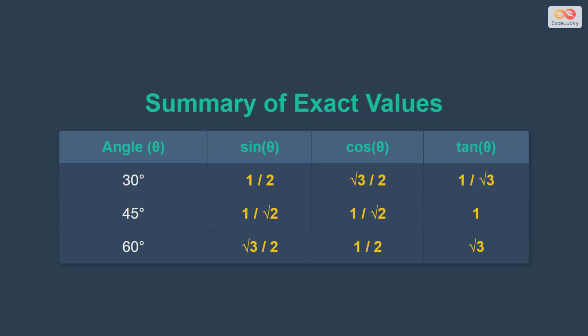Here is a summary of all the exact values we've just found. It is very useful to memorize this table. For 30 degrees, sine is 1/2, cosine is √3/2, and tangent is 1/√3. For 45 degrees, sine and cosine are both 1/√2, and tangent is 1. For 60 degrees, sine is √3/2, cosine is 1/2, and tangent is √3.